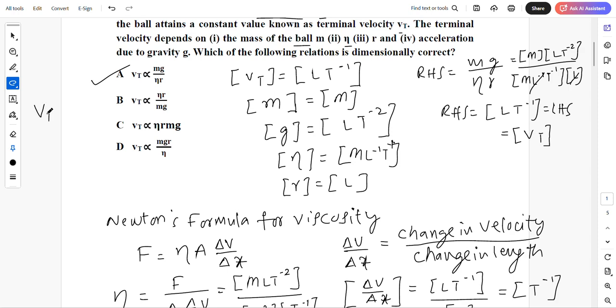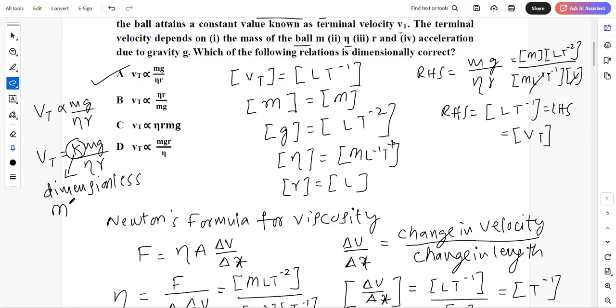What is meant by this one? Vt is proportional to mg by eta r. That is same as what? Vt is equal to k. If I remove this proportionality sign, I have to write is equal to k mg by eta r. What about k? K is what? Dimensionless. Okay, dimensionless.